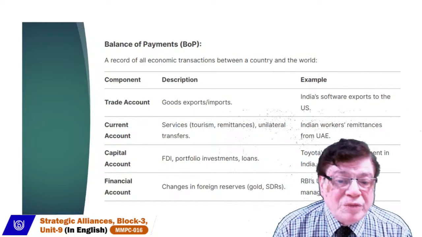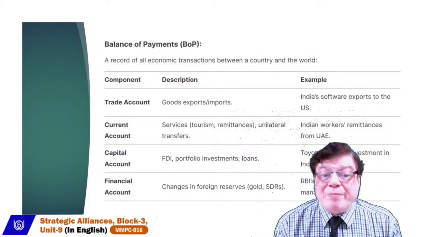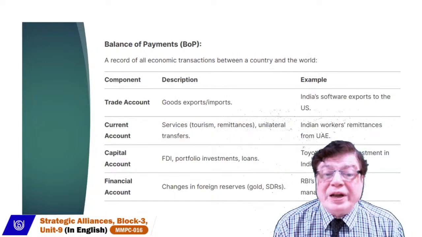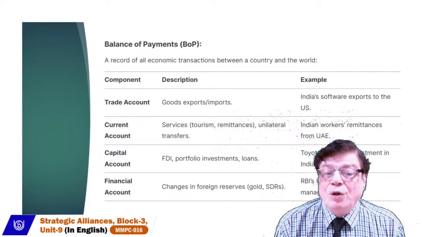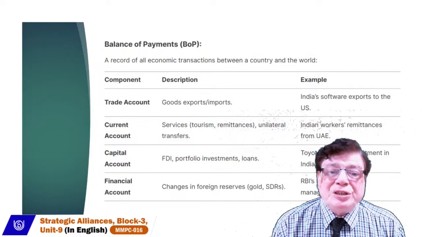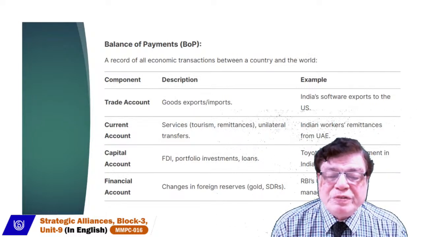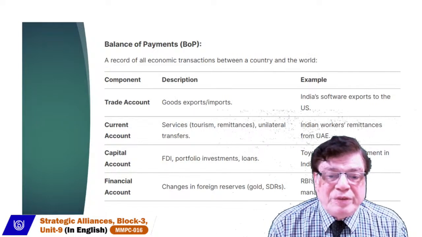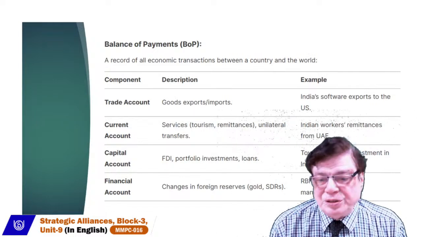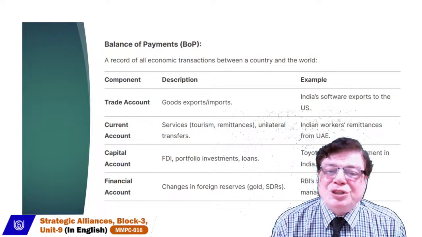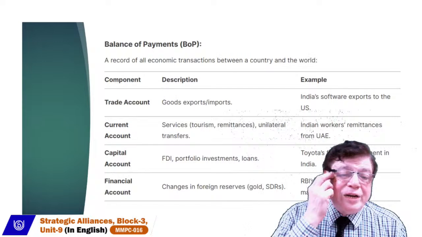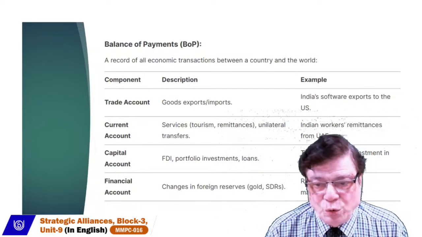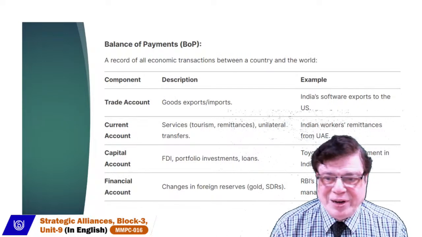So that amount will come in this particular account. Then capital account: foreign direct investment, portfolio investment. What do you mean by portfolio investments? Portfolio means, suppose you are having shares, investment in a bank, investment in a mutual fund, investment in life insurance. So this is your portfolio. All these investments together are your portfolio. So foreign direct investments, portfolio investments, and loans will come in this capital account.